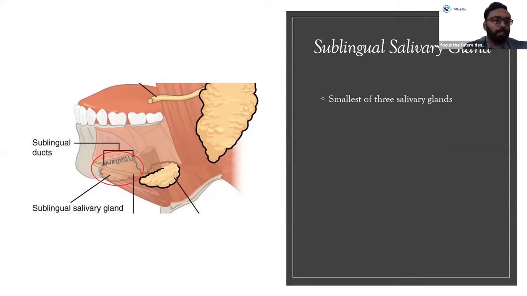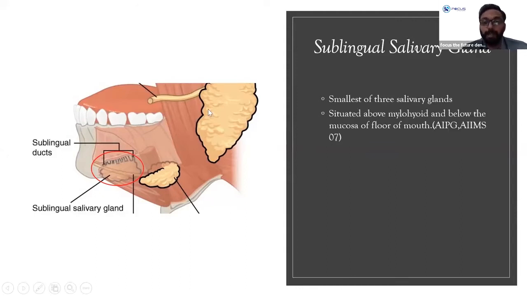So it is the smallest of the 3 salivary glands. Among the major salivary glands, the sublingual salivary gland is the smallest, situated above the mylohyoid and below the mucosa of floor of mouth. Many times they have asked this question, where is this situated? It is above the mylohyoid muscle and below the mucosa of floor of mouth. So just below the mucosa, okay?